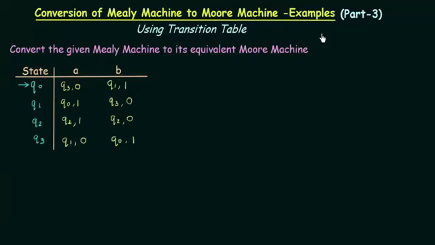Till now we have studied about conversion of Mealy machine to Moore machine using the transition diagrams. Now in this lecture we will be studying about the conversion of Mealy machine to Moore machine using transition table. So here is our example.